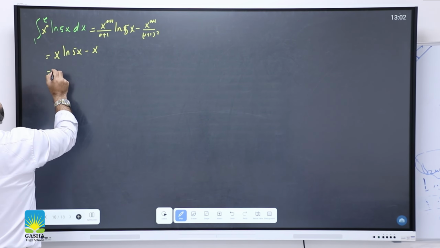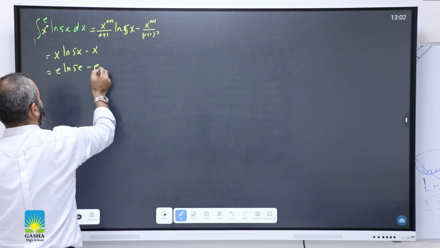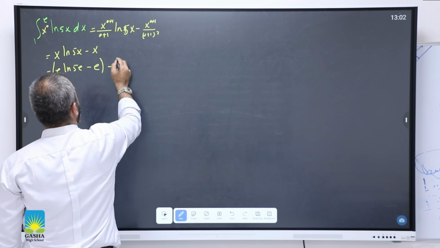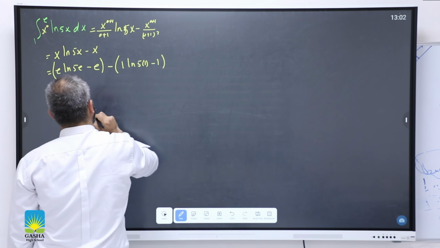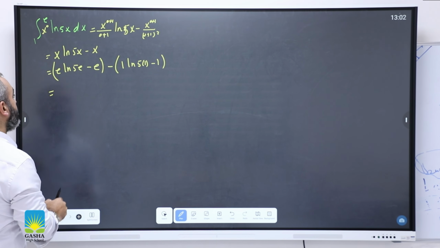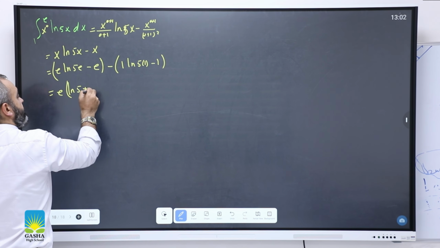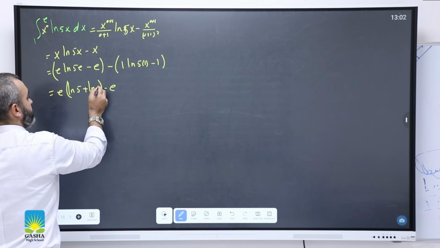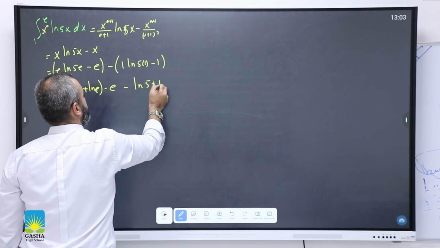So e ln 5e, right, minus e, minus 1 ln 5 times 1 minus 1. What about ln 5e? It's e times (ln 5 plus ln e) minus e, right? Ln e, sorry. So this is ln 5 plus 1.